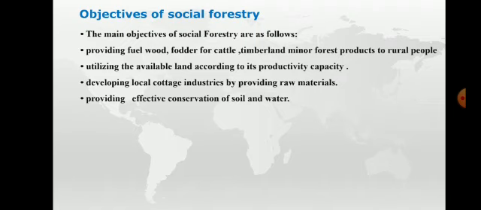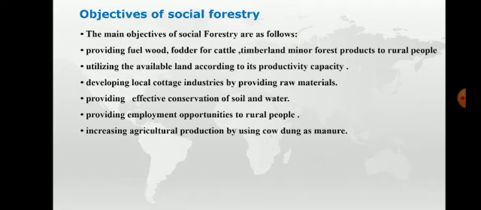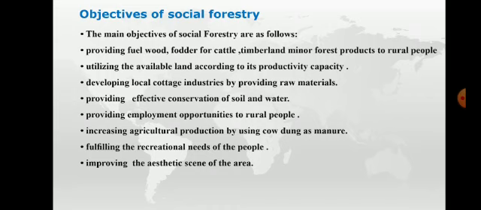Providing effective conservation of soil and water, providing employment opportunities to rural people, then increasing agricultural production by using cow dung as manure, fulfilling the recreational needs of the people, improving the aesthetic scene of the area. So when you plant plants on the barren land or the wasteland, after the plants come up over there, it looks very beautiful, isn't it?